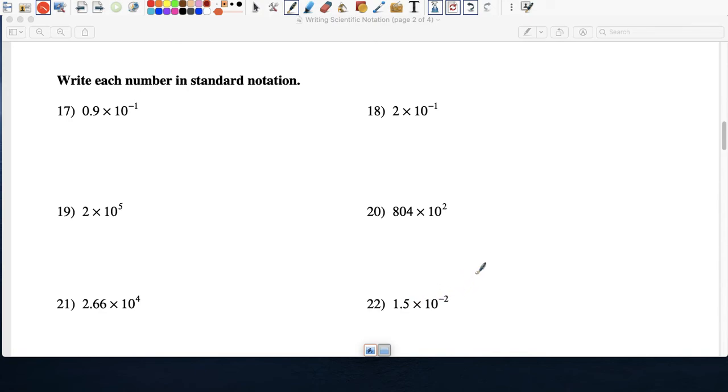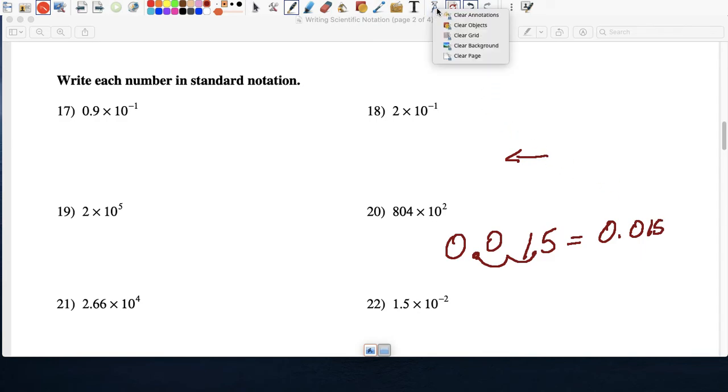1.5 times 10 to the negative second power, so here's 1.5. We're going to move the decimal, it has to go that way, right? Because it's a negative exponent, so we're going to go 1, 2, and in standard notation, 1.5 times 10 to the negative second power is 0.015. Okay.